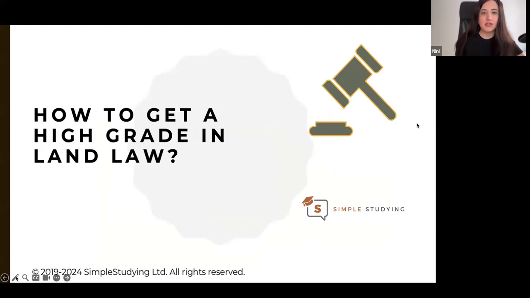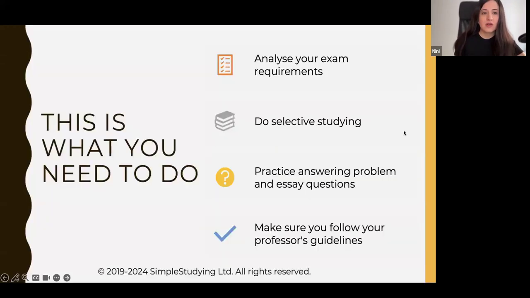How to get a high grade in land law? First of all, you should have an established revision system. You have to analyze your exam requirements. For example, how many questions are you required to answer on your exam?